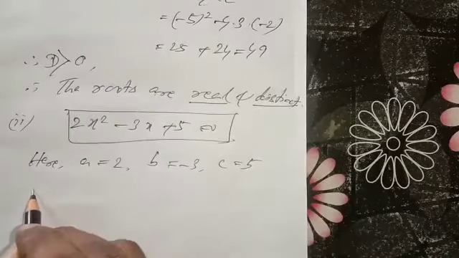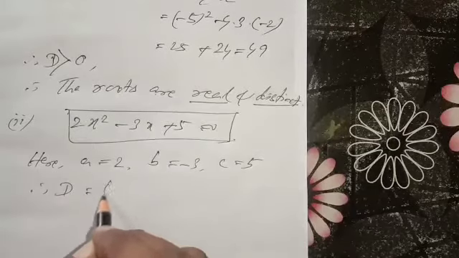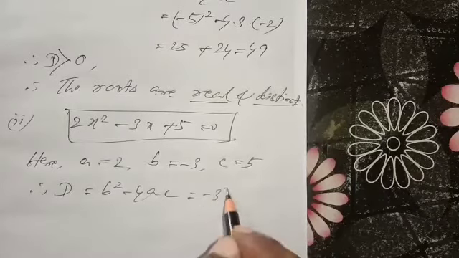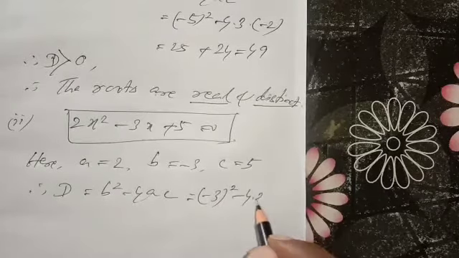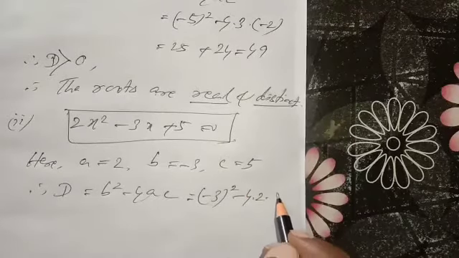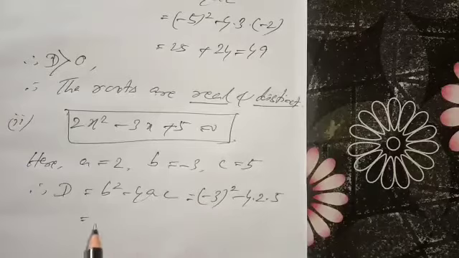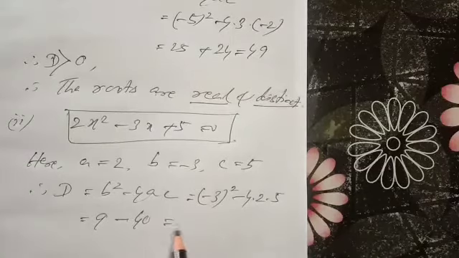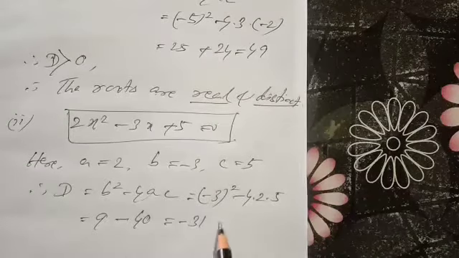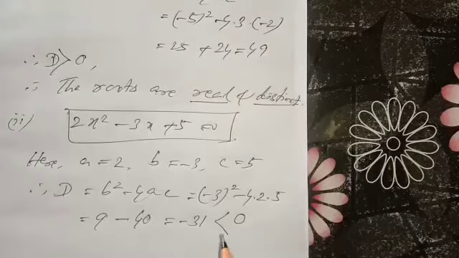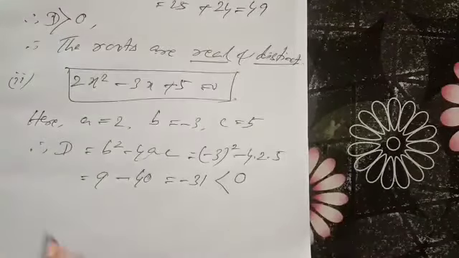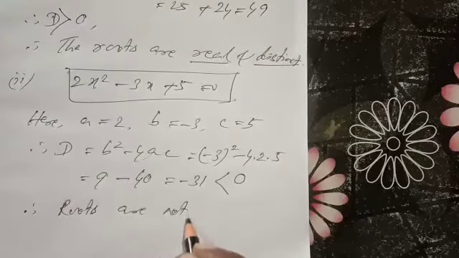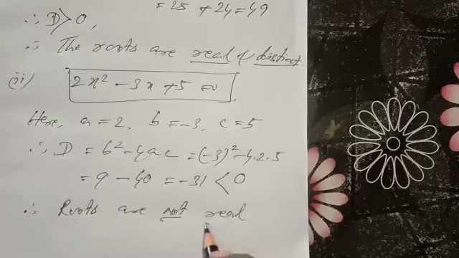After finding the value of A, B, C, then you have to find discriminant, that is D. Formula is B square minus 4AC. B means here minus 3 whole square minus 4, A is 2 and C is 5. That is coming minus 3 whole square is 9. This is minus 4 2's are 8, 8 5's are 40. 9 minus 40 means minus 31, which is less than 0. Negative number. Discriminant coming minus 31, which is a negative number. Roots are not real.